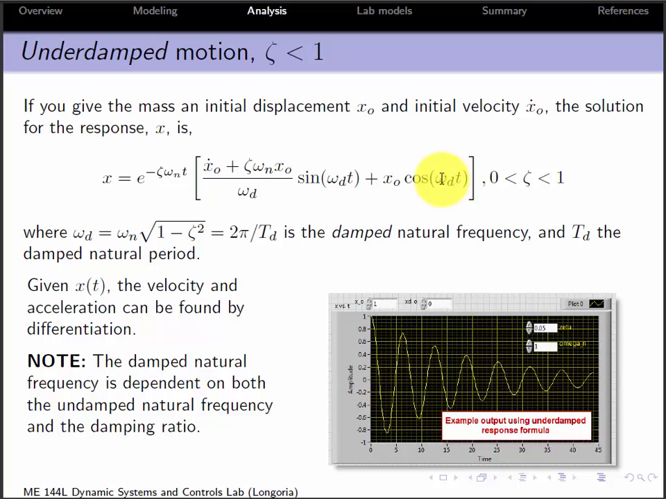So I've got an x naught. And then I'm also allowing to give initial velocity. It's a little bit harder to specify, if you think about it, to know exactly what the initial velocity would be. So a lot of times we'll say we release it from rest and then this is 0. But the solution, the exact solution, is known.